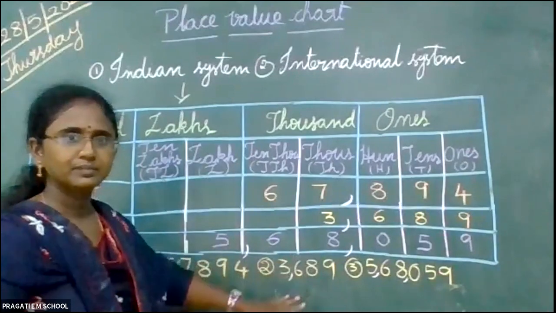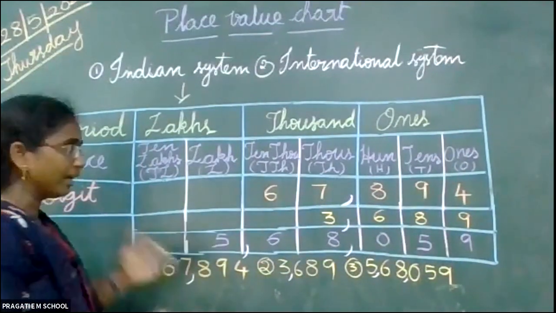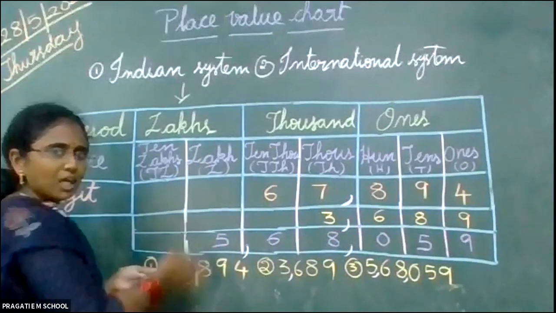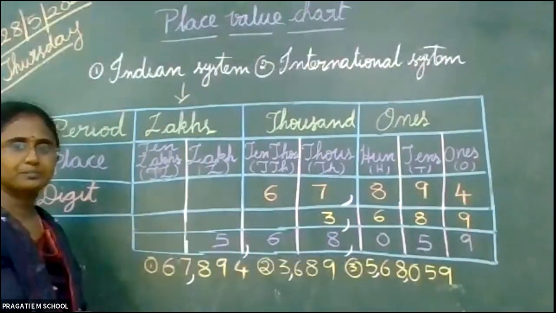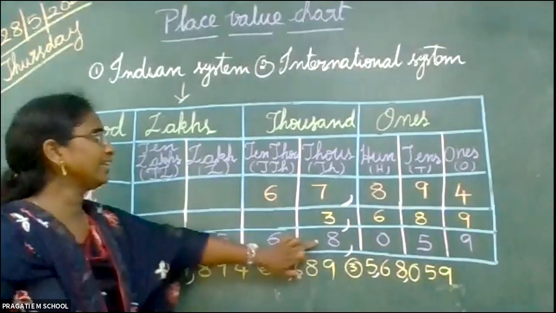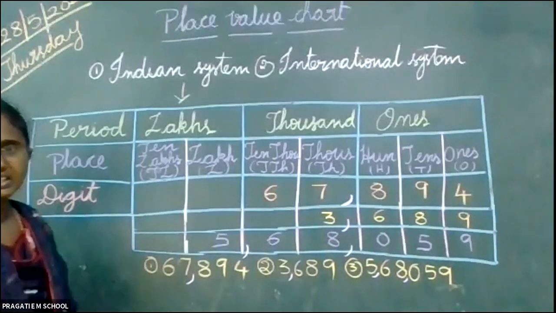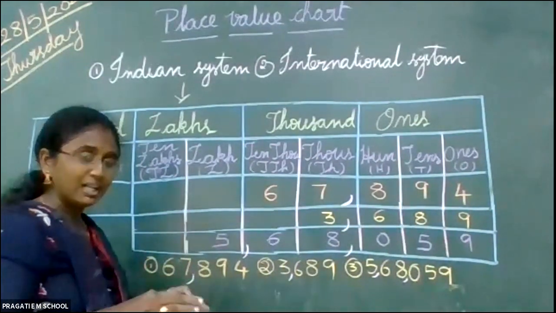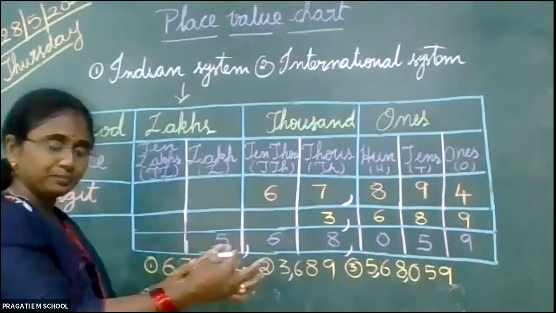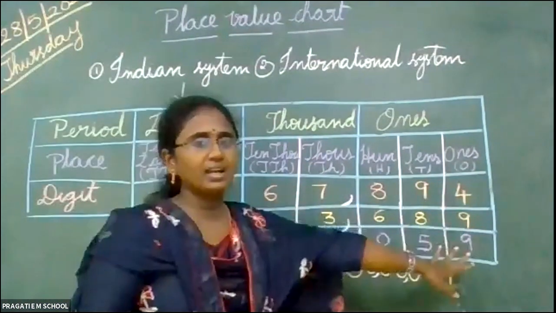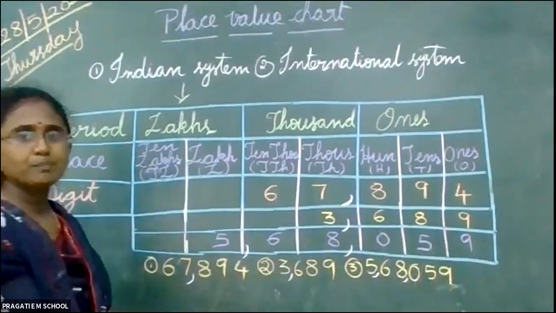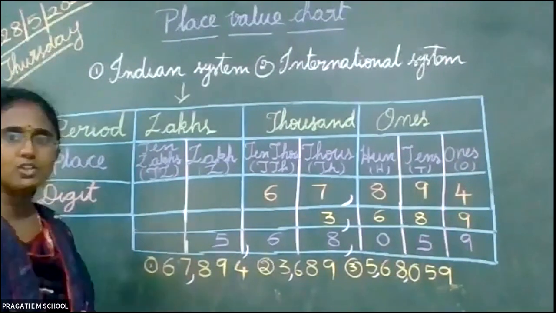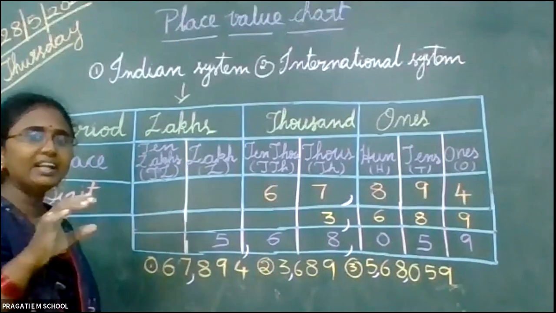And the next one. When I represent the number in the chart, the highest place is lakhs, so I'm starting from the lakhs. 5 lakhs, 68,000. Where there is a comma, that means the period is completed there. 68,059. So that is the use of the place value chart. When we represent the number in the place value chart, it is easy to read and write the number.